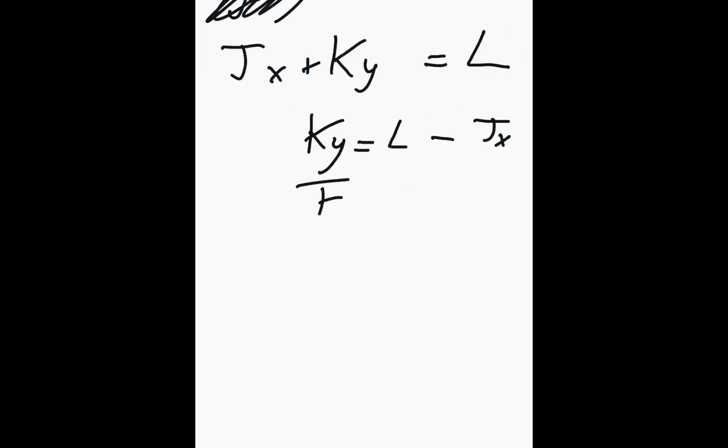Perfect. And then k divided by k is 1, or it just goes away basically, and you get y equals L. Take away big J little x over big K.